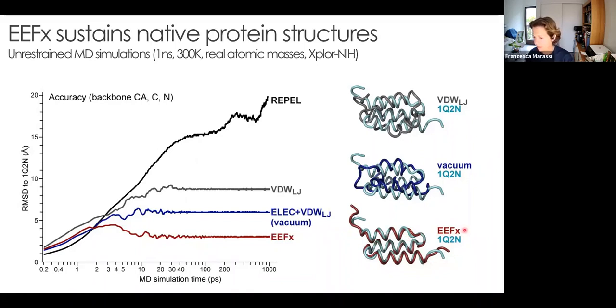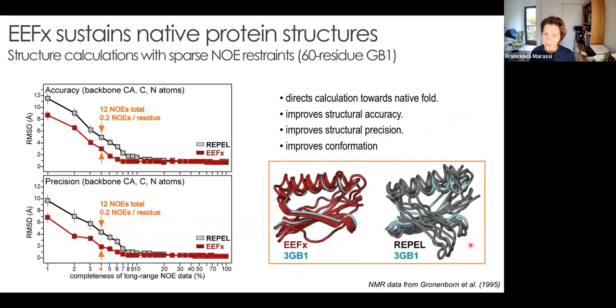So it's comparing the EEF final structure together with the PDB experimental structure. The potential is also pretty useful for sustaining native protein structures in situations where there are sparse restraints. So this experiment took the NMR data from this manuscript on GB1 from Angela Gronenborn, and basically looked for the effect of the number of long-range restraints on the structural accuracy and precision.